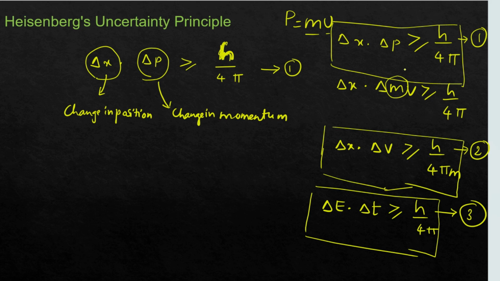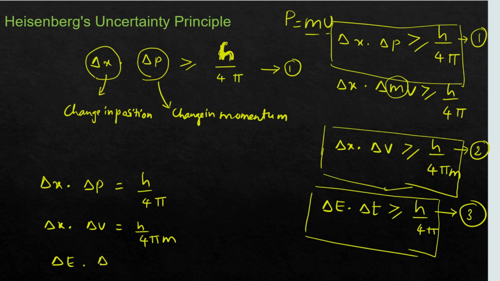While solving the problems, we will consider this uncertainty to be exactly equal to h by 4 pi. I mean, while solving the problem, delta x into delta p is equal to h by 4 pi. You have to solve like this, or delta x into delta v is equal to h by 4 pi m, or delta E into delta t is equal to h by 4 pi. You have to take equality here, meaning we are considering that the uncertainty is not more than h by 4 pi, and that is not the exact uncertainty.